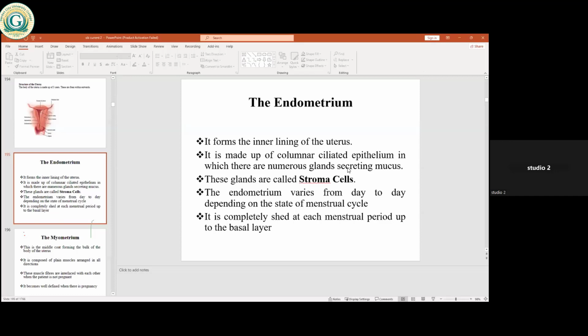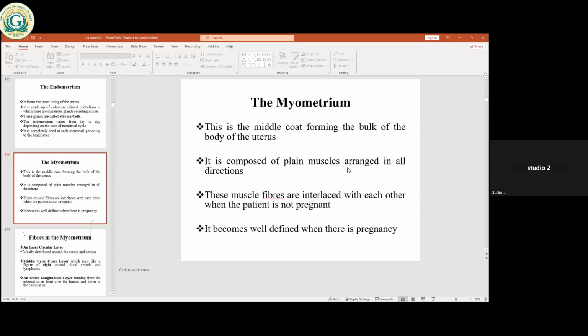Then you move on to myometrium. Myometrium is the coat where the muscles are, composed of muscles arranged in all directions. These muscle fibers are interlaced with each other when the patient is not pregnant, and it becomes well-defined when the patient is pregnant. That is the layer we are talking about, the myometrium.